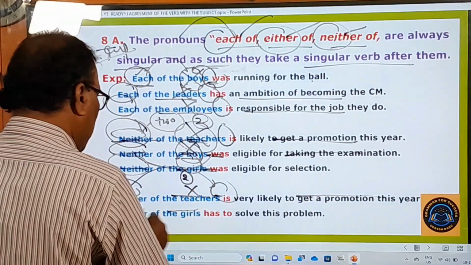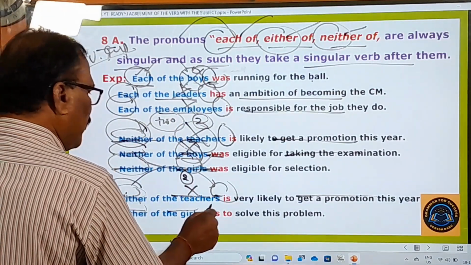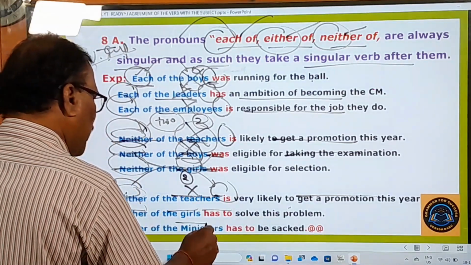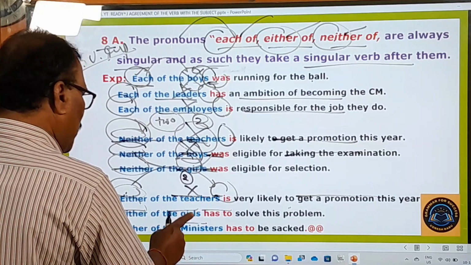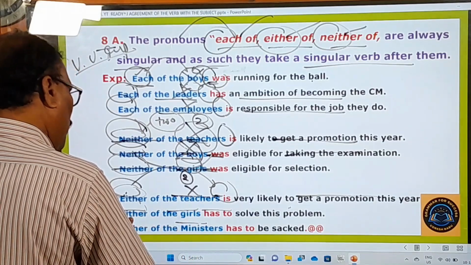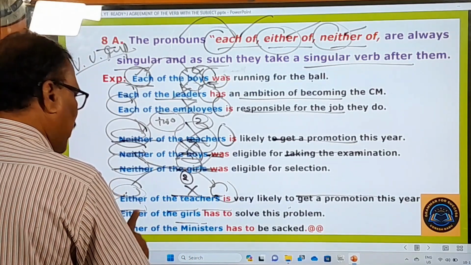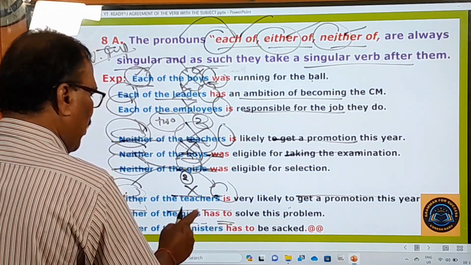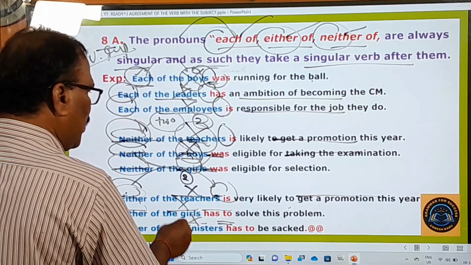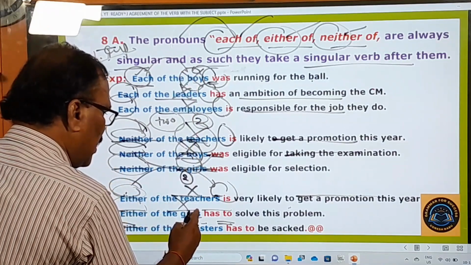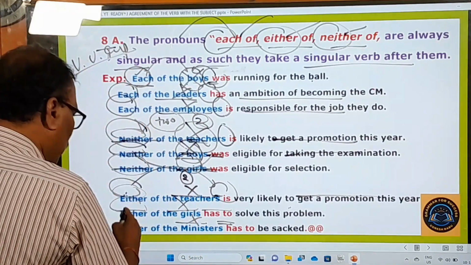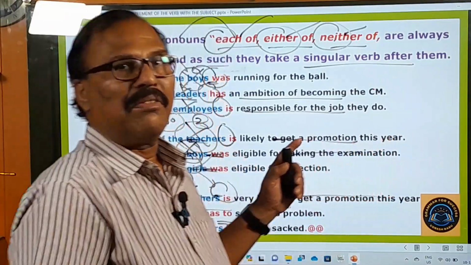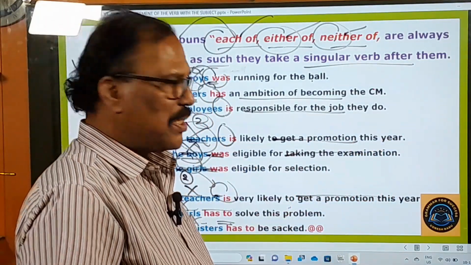Either of the girls, okay, we are taking only one, has to solve this problem. And then comes either of the ministers. How many ministers are there? Two. So out of these two, you are taking only one, and that's why singular. So according to this, you have to use the helping verb, not according to these nouns, but according to these pronouns. This is very, very important from all your competitive examinations point of view.